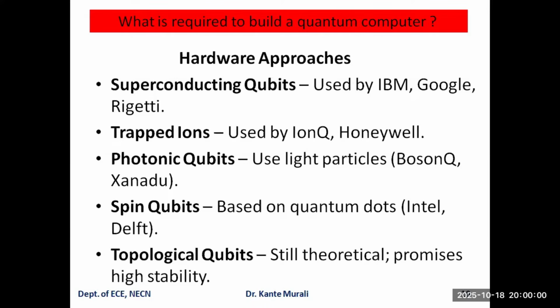Now, let us see what the hardware approaches are. That means what are the various ways to realize qubits. Different companies are experimenting with various realizations, or physical implementations, of qubits.